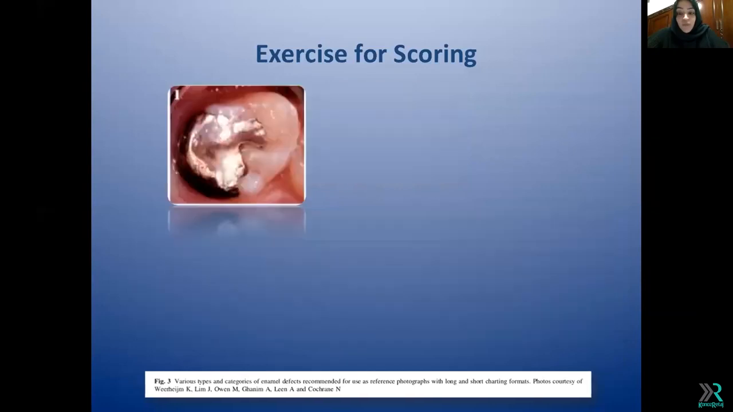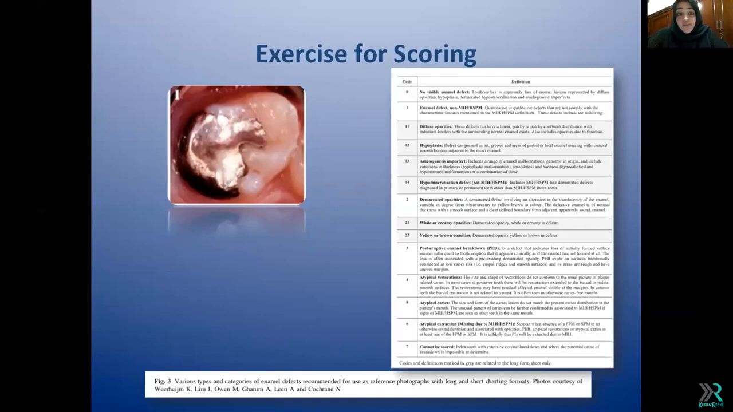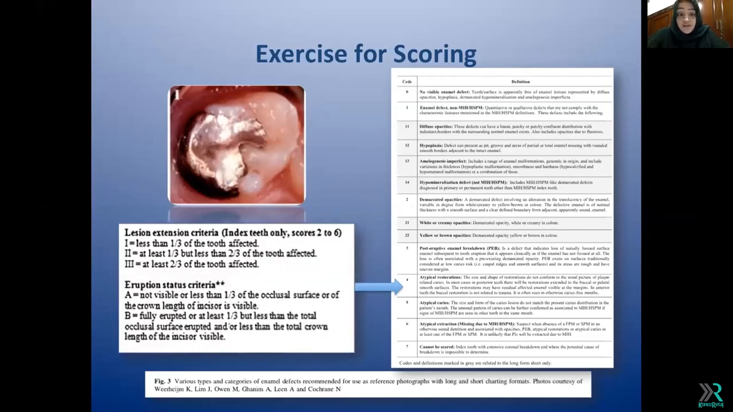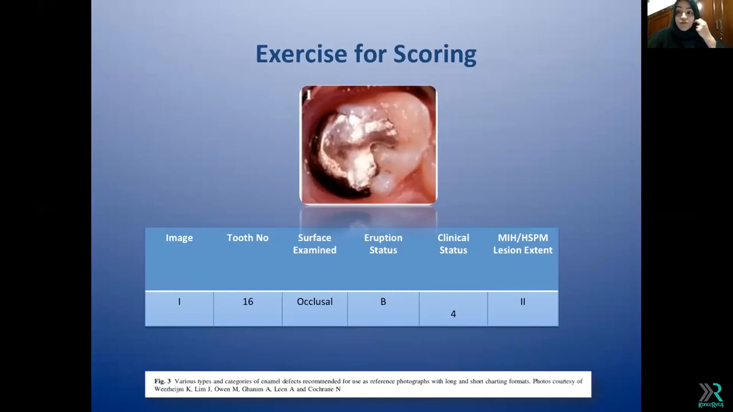Regarding this picture, we have an atypical restoration, which is 4 for both the short form and the long form. Since it falls within the categories from 2 to 6, we further score it for the lesion extension, which is about half of the tooth involved. So it is 2, and the tooth is erupted, so it's B. So for both short and long forms, it's 4 and category 2.